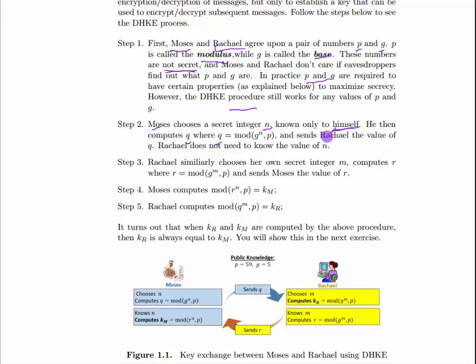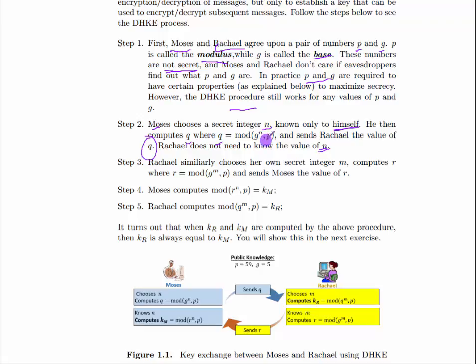We can't assume that that's secret because people may be eavesdropping. Now, even Rachel does not know Moses' value of n. She only knows the Q, which is obtained by raising G to the nth power and taking it mod P. Now, you might think she could find n easily using this information because she knows G, Q, and P, but in fact, it's not so easy. And we'll see that later on.